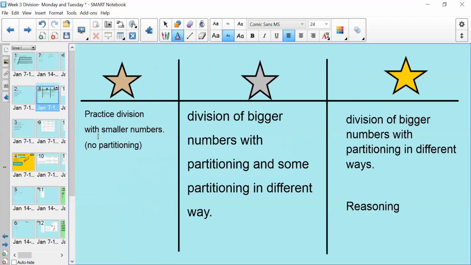So if you are going to do bronze, that means you've probably been to Miss Hand's maths group. So nobody that stayed in the classroom should be doing bronze because they will not be doing the partitioning method. You'll just be practicing division with smaller numbers. And then if you did stay in class, you could do silver or gold. And remember, obviously, if you went to Miss Hand and you'd like to try silver or gold, that's absolutely fine. The silver will be dividing bigger numbers with partitioning and some partitioning in a different way. And then the gold will be division of bigger numbers with partitioning in different ways and reasoning.